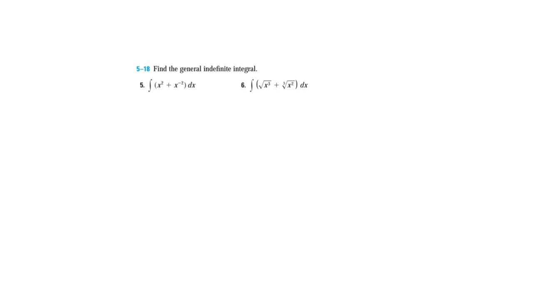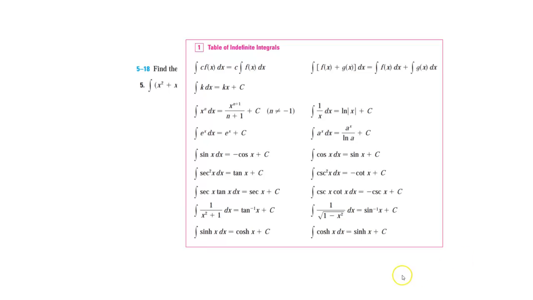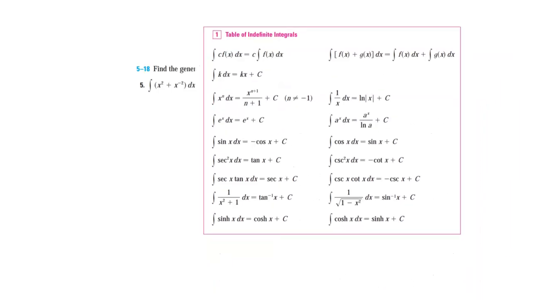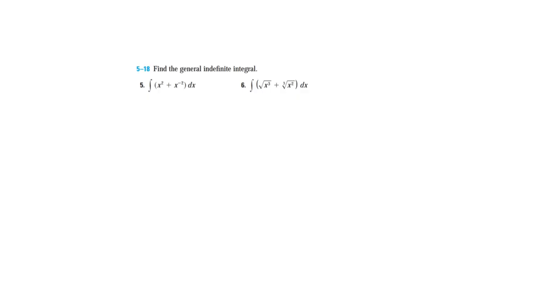Find the general indefinite integral. This is a great opportunity to think about that table. Looking at this table, we see that we have x to some number, the x to the n. We have that little pattern. And then we also have a negative 2. So let's just do that. The first one here would be equal to x cubed over 3 plus x to the negative 1 over negative 1 plus a constant. And you can simplify that if you want, but we'll leave it there.